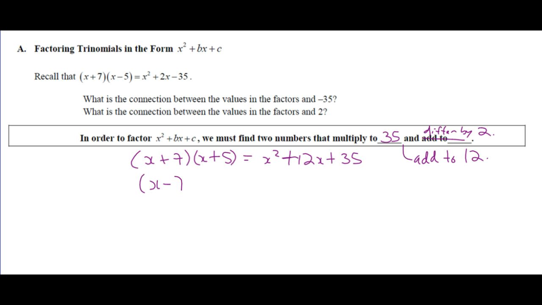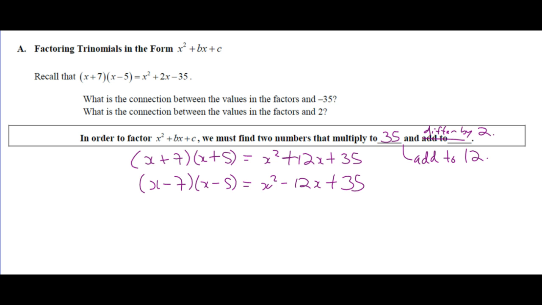Because if these were both negatives, then we get x squared minus 12x. So a positive last term says both signs are the same. And what are they? They are the sign of the middle term. If the middle term is negative, the only way I'm going to get negative 12 is not with two positives, because I'm going to get a positive 12. So this is a plus. I know these are both the same sign, and they're the sign of the middle term.